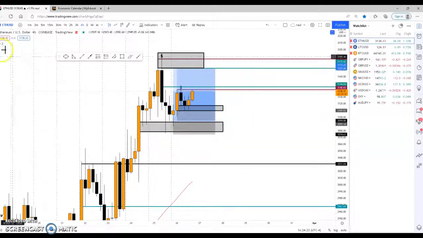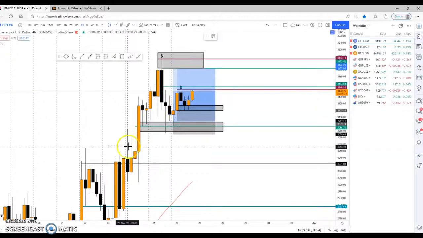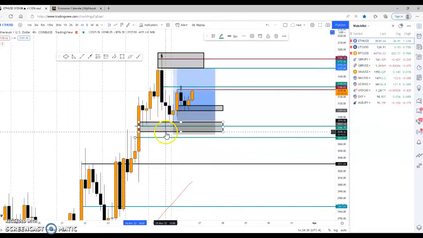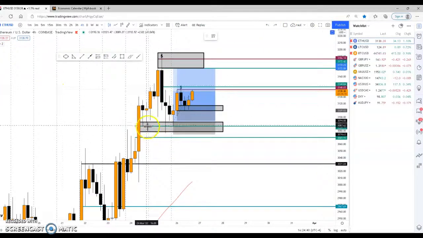Yeah, we had this little imbalance that's sitting in here. We came into touch. We didn't fill it completely, but I guarantee you we hit like the 50% of it. Sometimes it'll fill the whole imbalance, or it'll hit the 50%.